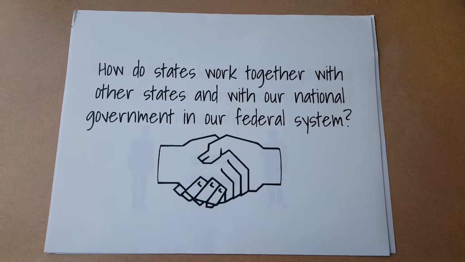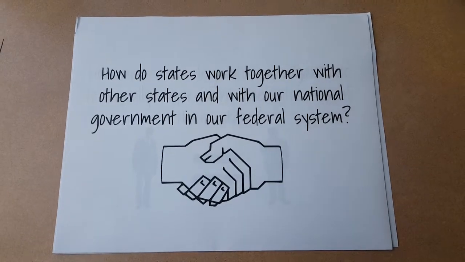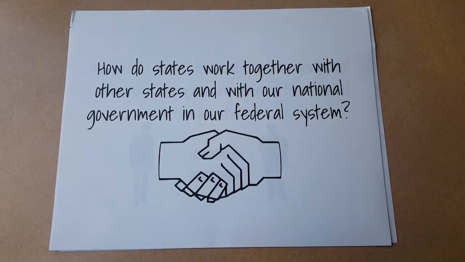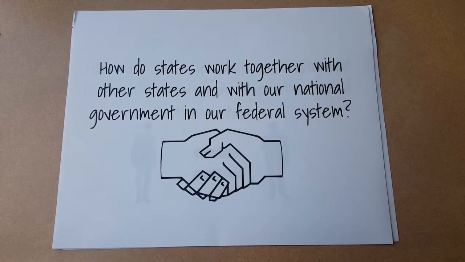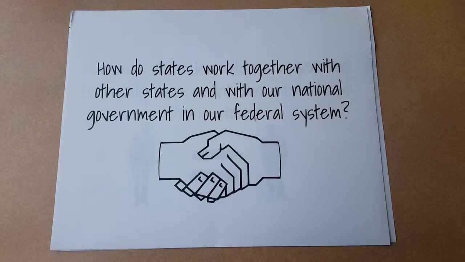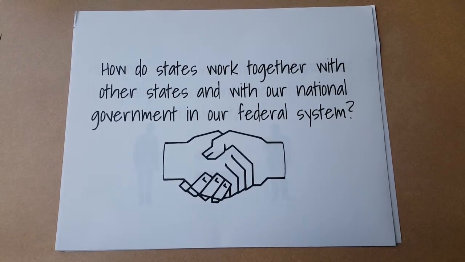How do states work together with other states and with the national government in our federal system? The states work together using the full faith and credit clause, which ensures that each state will accept the decisions of civil courts in other states.